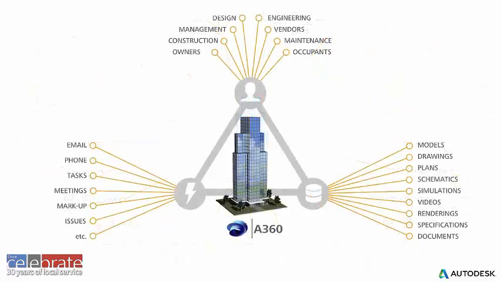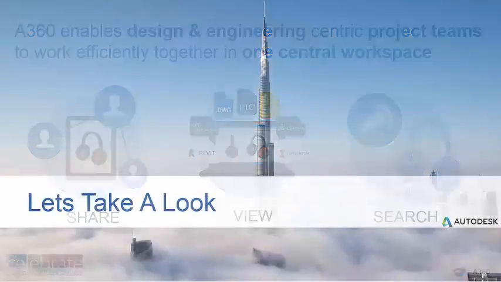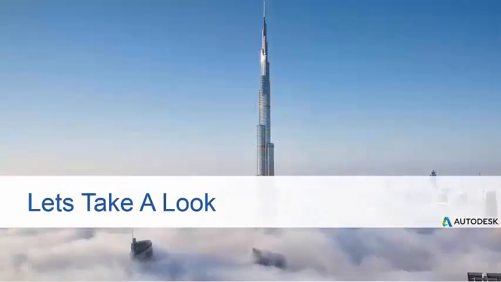So the new Autodesk 360 places the project at the center, connecting people, data, and activities in a single location. It organizes and provides access to all project information, not just design data, and offers a great user experience on every device, bringing this information to the full project team, not just for designers, but for everyone. A360 enables design and engineering-centric project teams to work efficiently together in one central workspace. Now let's take a look at Collaboration for Revit in action.